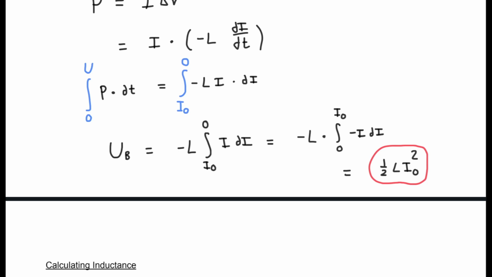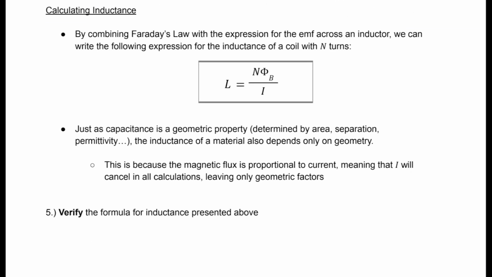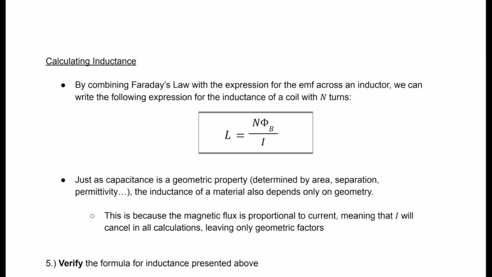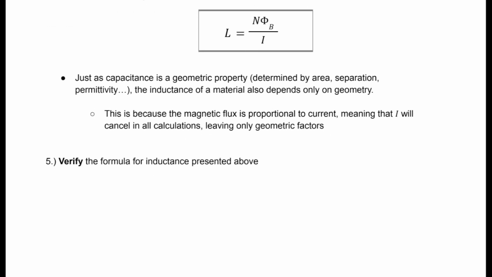And then we'll do one example of calculating inductance, where you can calculate inductance, which is a geometric property, by finding the total flux through the object and dividing by a current. Just like capacitance doesn't depend on charge, inductance doesn't depend on current. So this is a purely geometric property. The only way to increase the inductance of a material is to alter its geometry. First we'll verify that this formula works.